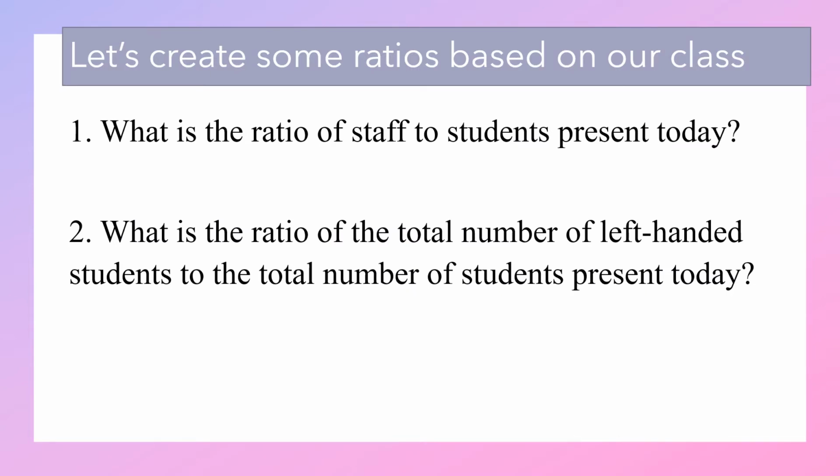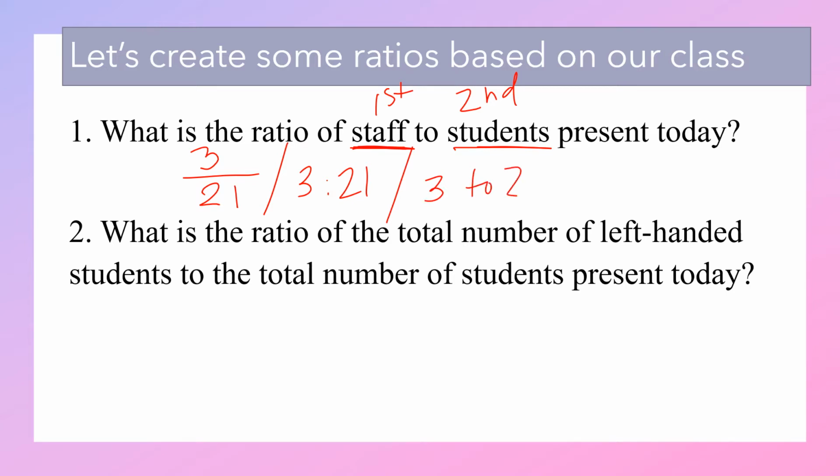Okay, so obviously I don't have the class up here because I'm doing this video independently, so I'm just going to relate it to my second period class, which I already taught. There were 3 staff, and because staff comes first, then students, this is first, this is second. The staff number, which was 3 in my second period class, to the students was 3 to 21. So you can write it in these 3 different ways if you'd like.